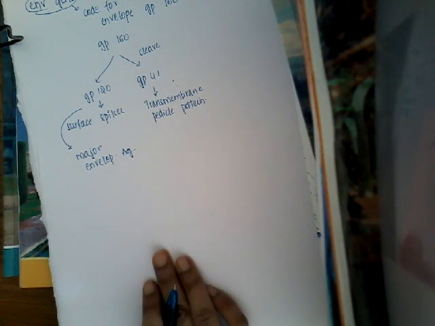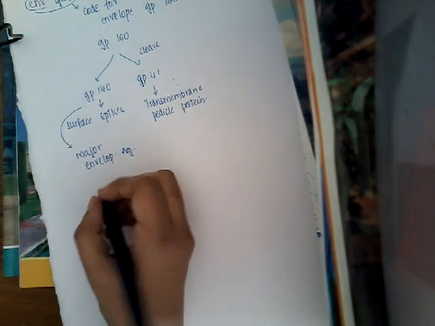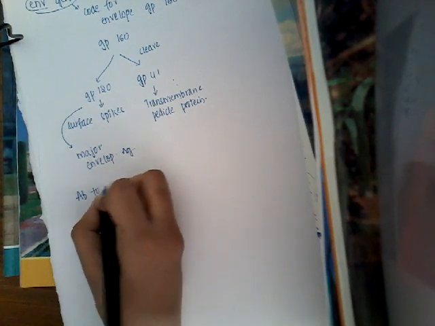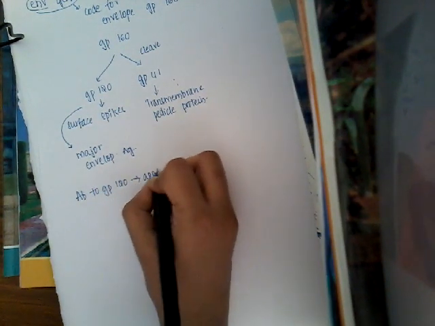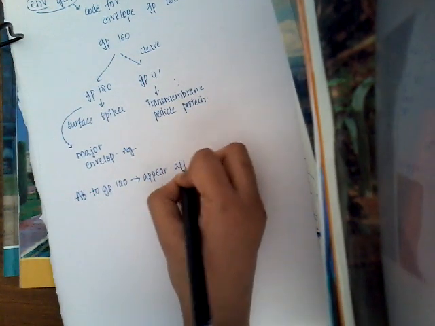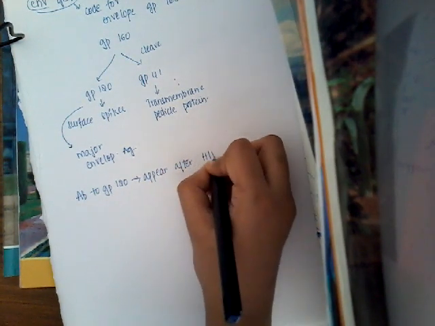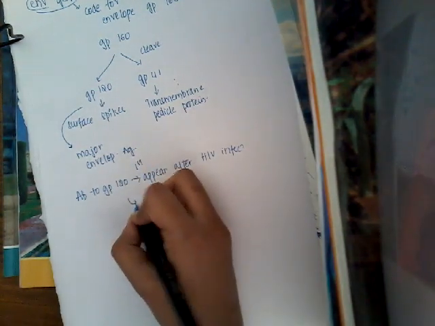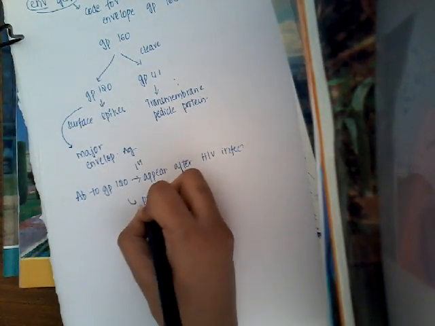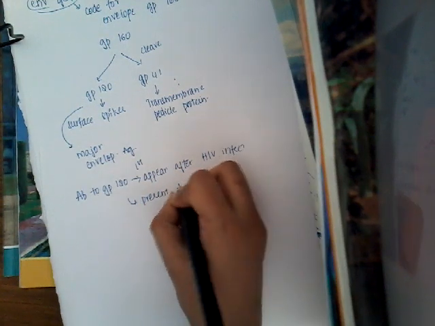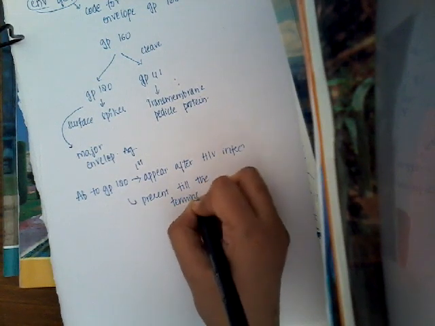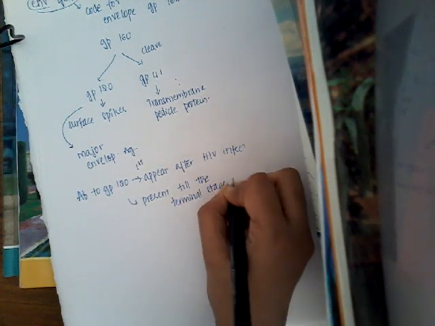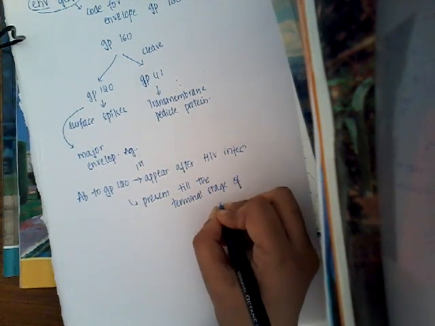Now, the antibodies to glycoprotein 120 will appear after HIV infection. They first appear after HIV infection, and they are present till the terminal stages of infection. So I'll just show you.